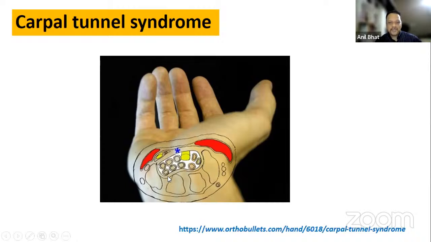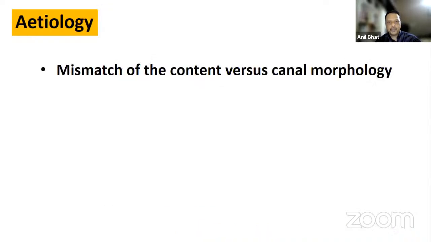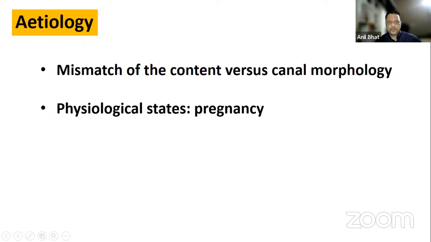But apart from this, it's basically the canal and the content, that mismatch is the problem most of the times for carpal tunnel. And that's what the etiology is always in terms of the mismatch of the content versus the canal morphology itself. And that's where we struggle. And that's where the etiologies come in. There could be physiological states like pregnancy. Please remember that. And it might not require any major management, except that you just wait for the pregnancy to be over. Some patients do come back later on.